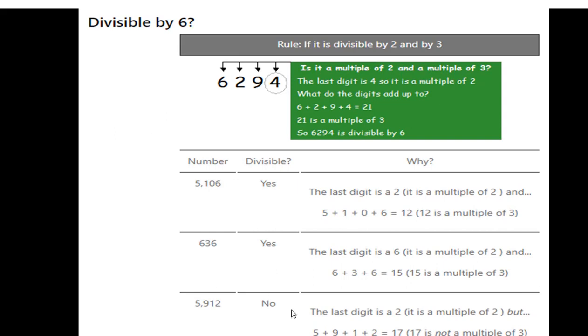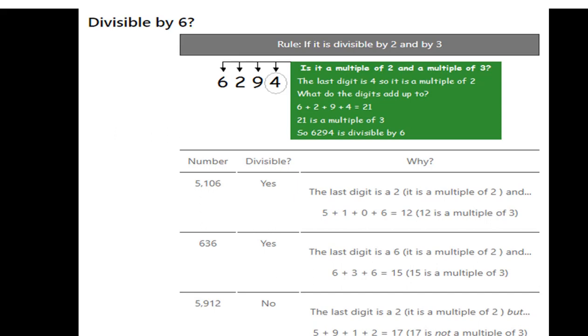Now the sum of the digits, 6 plus 3 plus 6, is equal to 15. So it is also a multiple of 3. So it is both a multiple of 2 and 3, so the number is divisible by 6.